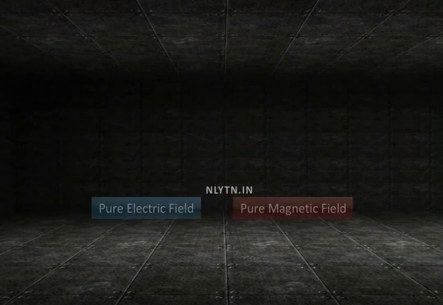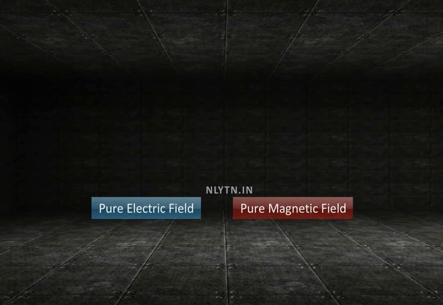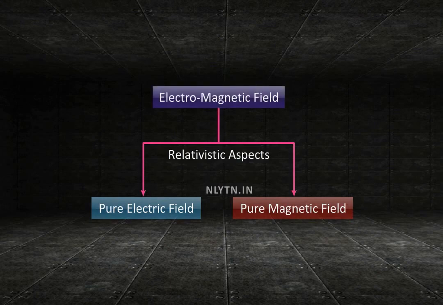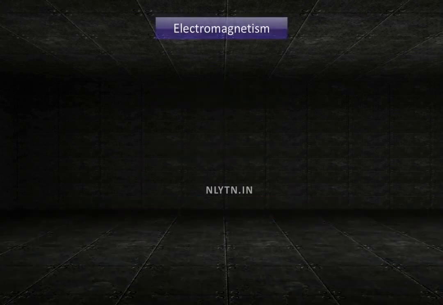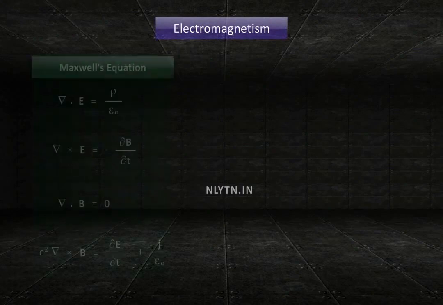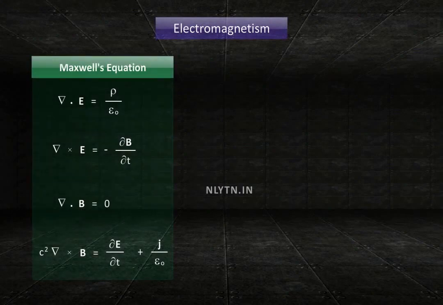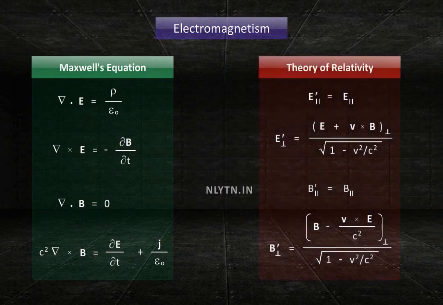In fact, both electric and magnetic fields are relativistic aspects of an electromagnetic field. In order to understand electromagnetism, we will need an in-depth understanding of Maxwell's equations and special theory of relativity. And both of them are beyond the scope of this course.